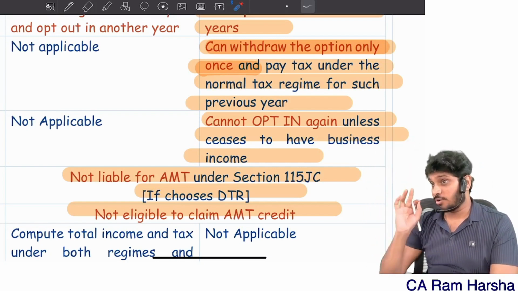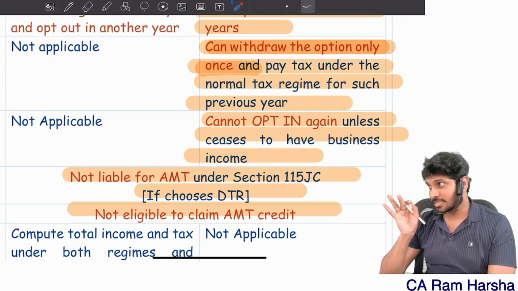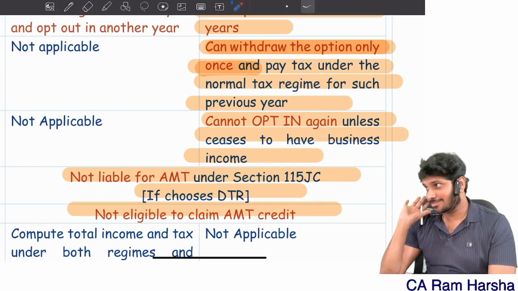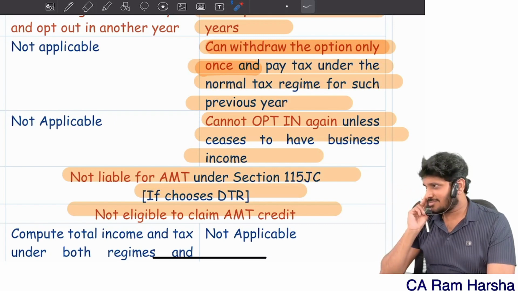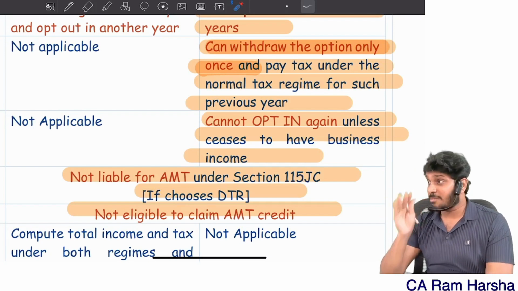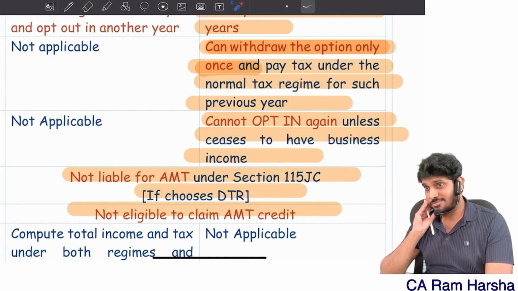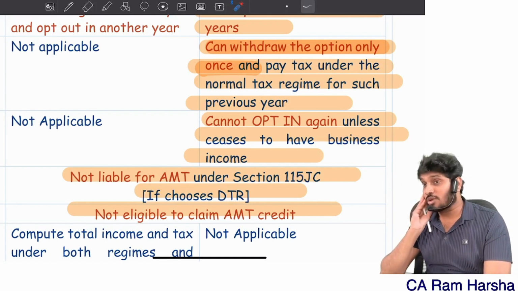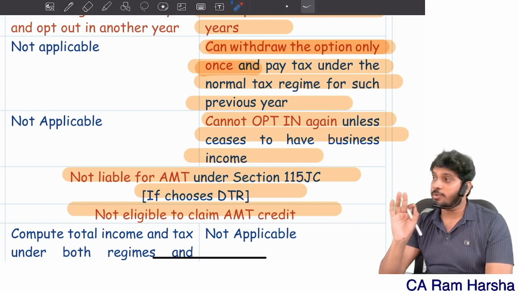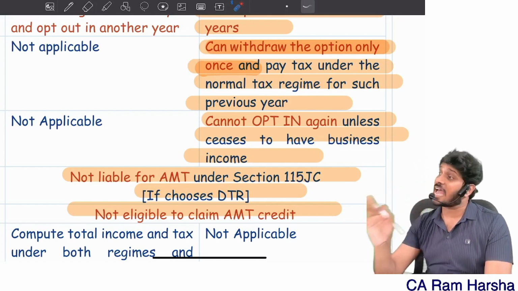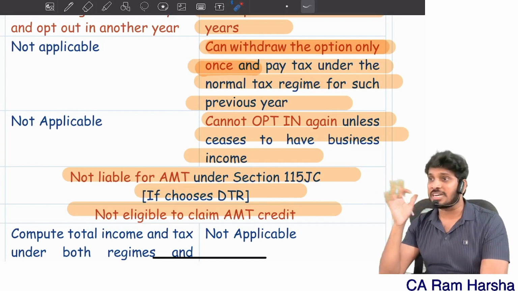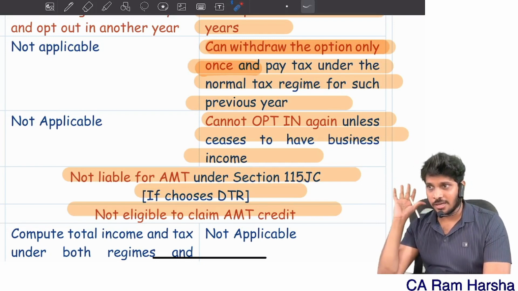Now look at this. Suppose I choose the default tax regime. AMT itself will not be there, and I will lose AMT credit and all. Business SSE: one time I choose, I am forever obliged, or one time I withdraw, forever I will not have it. So this is the risk. What should I do? Happily go with the optional tax regime. Pay alternate minimum tax, which is actually beneficial in reality. Are you clear?